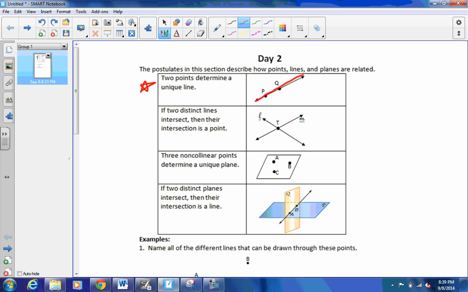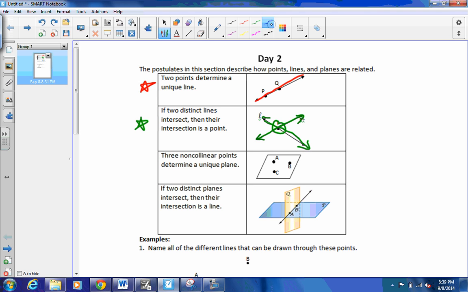The second postulate says that if 2 distinct lines intersect, then their intersection is a point. Okay, these are 2 distinct lines. They're not the same line. They're separate lines. We have one line here as an example, line L, and then line M. And again, those have arrows because they go on forever. But you know that. And it says that if they intersect, their intersection is a point, just one point. Not multiple points, just one point if they're 2 distinct lines. And that point is represented by T here.